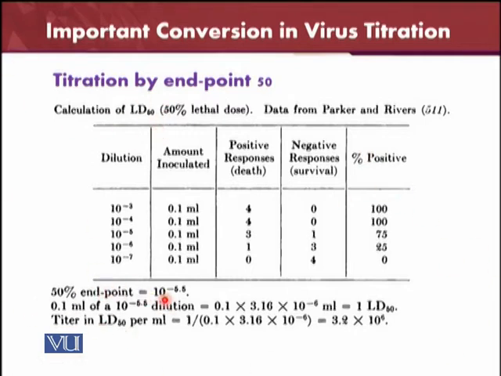So here we will calculate how to use that lethal dose 50. The 50% endpoint will be 10 raised to the power 5.5, with 0.1 ml of the 10^-5.5 dilution. Here is the formula we will use, with 1 lethal dose 50 and then the titer. Using that formula, we can calculate that it will be 3.2 at 10 raised to the power 6, which is the lethal dose 50 calculation.